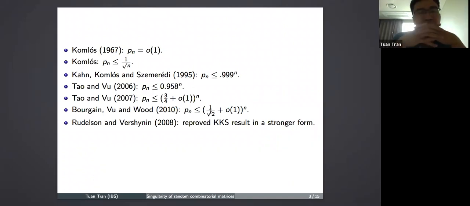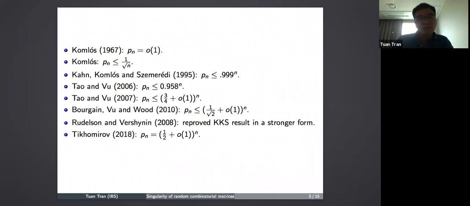In another direction, Rudelson and Vershynin reproved this exponential upper bound in a stronger form. They gave a quantitative bound on the smallest singular value of the random matrix Mn, which in particular implies the Kahn–Komlós–Szemerédi result. I will not state the result precisely. Remarkably, in 2018, Tikhomirov managed to solve the conjecture. He proved that Pn is indeed (1/2 + o(1)) to the n, up to the error term.